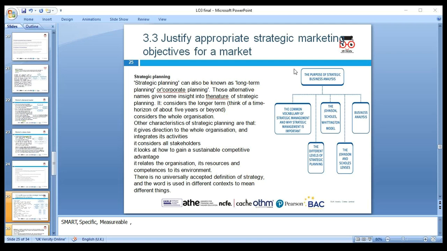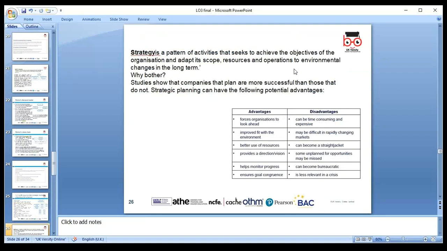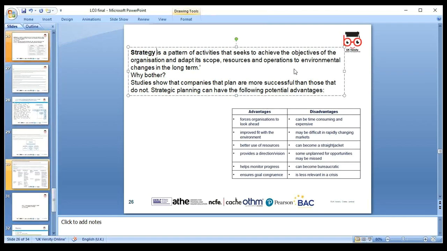Okay guys, so when we do strategic planning, we need to make sure we really focus, and we can use different models. There's a model by Johnson and Scholes, the five lenses model. We can use all other models too, and the purpose of our strategy is to create a competitive advantage for the long term as an organization. Strategy is the pattern of activities that an organization seeks to achieve.